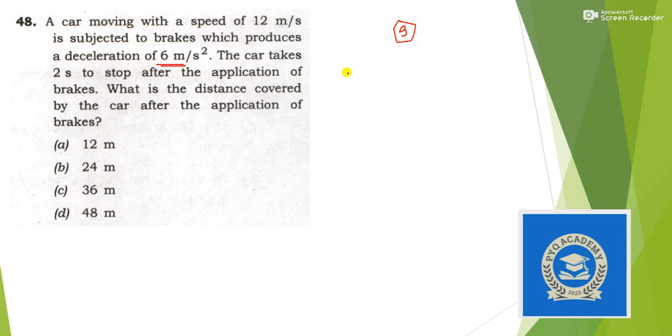So let's find. You know that one is v equals u plus at. Another one is v square minus u square equals 2as, and the left one is s equals ut plus half at square. We need distance. In these two cases we can find distance, but here we don't know the final velocity. We know the initial velocity.